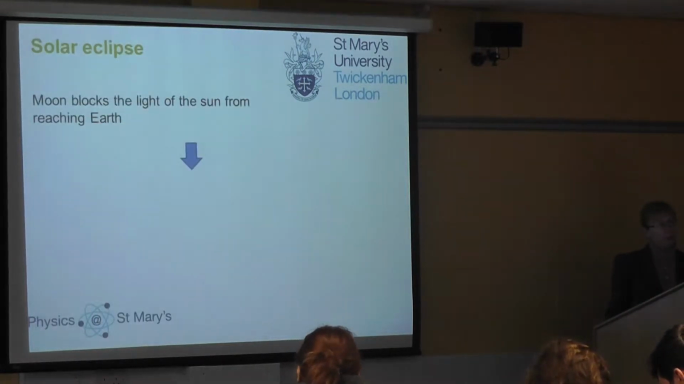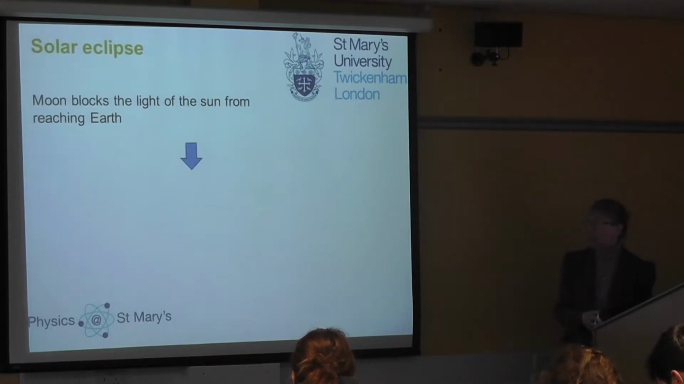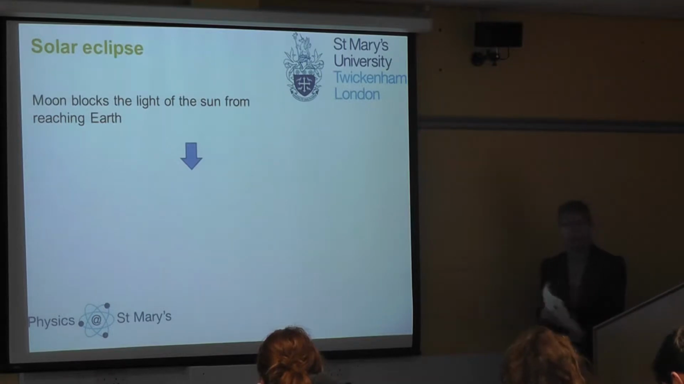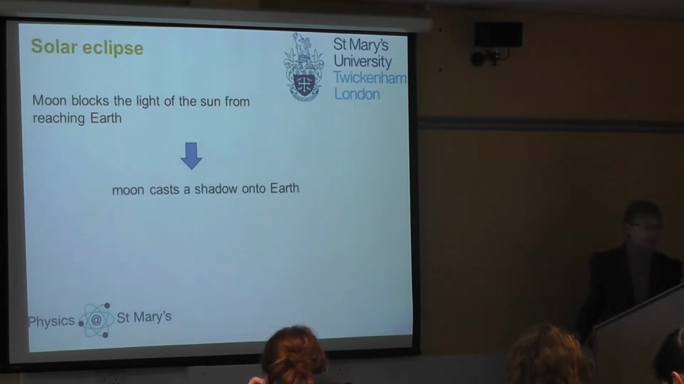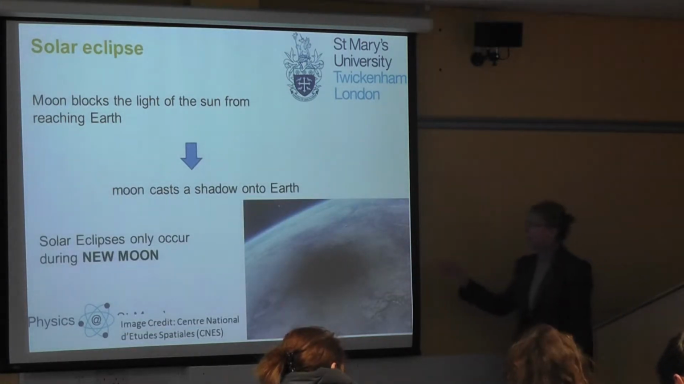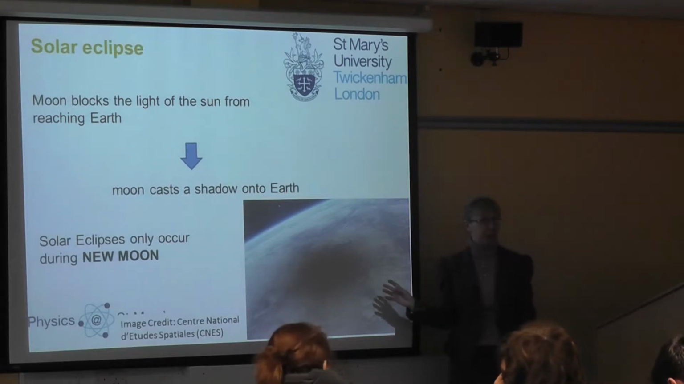So now let's talk about the solar eclipse, because that's what we saw this morning. That's what we experienced this morning. We have said that the moon blocks the light of the sun from reaching Earth. That's what happened, and that's why it becomes darker. So now this obviously causes the eclipse of the sun. Okay? So that's the image I was talking about earlier.